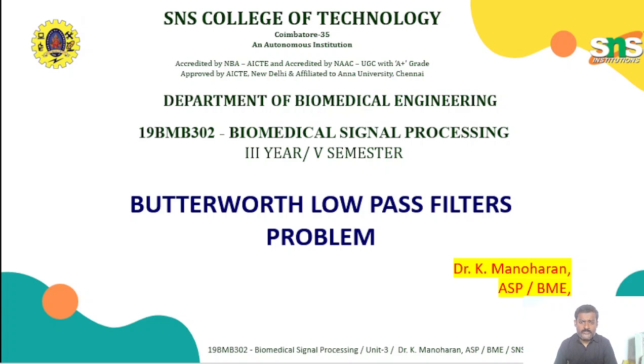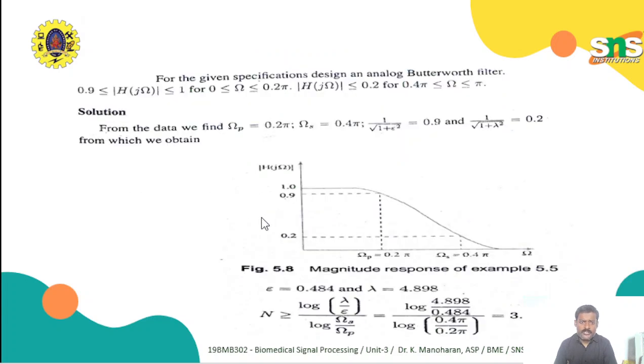So today in class we are going to discuss Butterworth low pass filter design problems. Take the problem. The given problem is, for the given specification, design an analog Butterworth filter for the range of frequency 0.9 less than or equal to |H(e^jω)| less than or equal to 1 for the range of frequency 0 less than or equal to ω less than or equal to 0.2π.